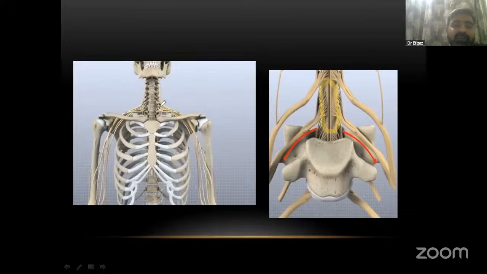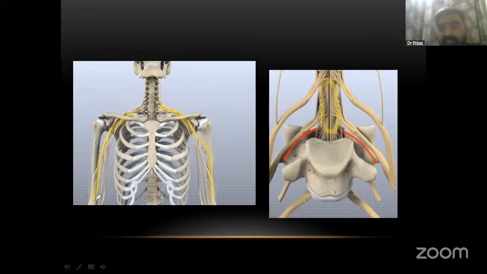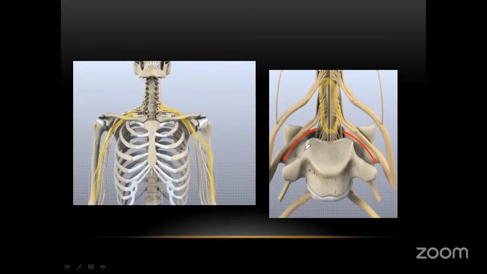So what is this? Brachial plexus. This is the brachial plexus. Downward, from C5 to T1, it gives the brachial plexus. So this is the area where the nerve root comes posteriorly. This is the area, actually, of the uncovertebral joint.